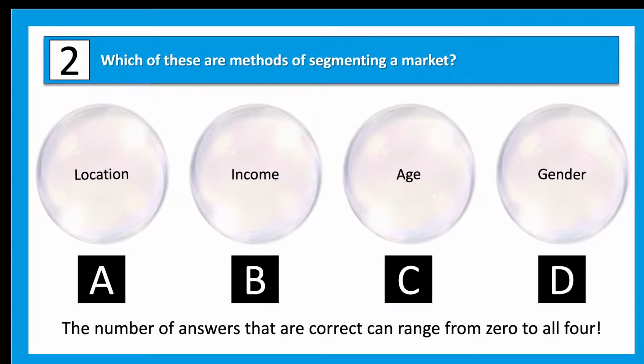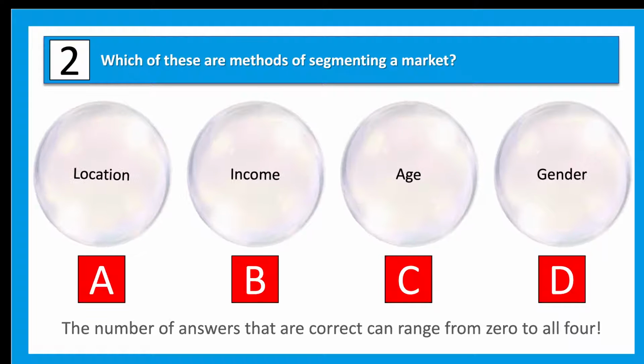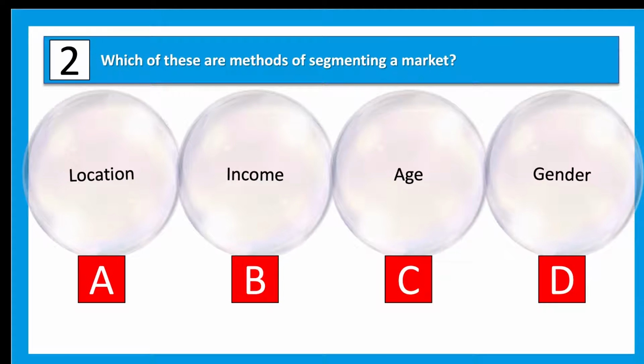Some different answers here. Yeah, okay. But most people seem to be saying that all of these are methods of segmenting a market. And all of those people are correct. All of these are methods of segmenting a market. We can do it by location, based on where people live, income, based on how much they earn, age, and gender. They are all possible methods of segmenting a market.